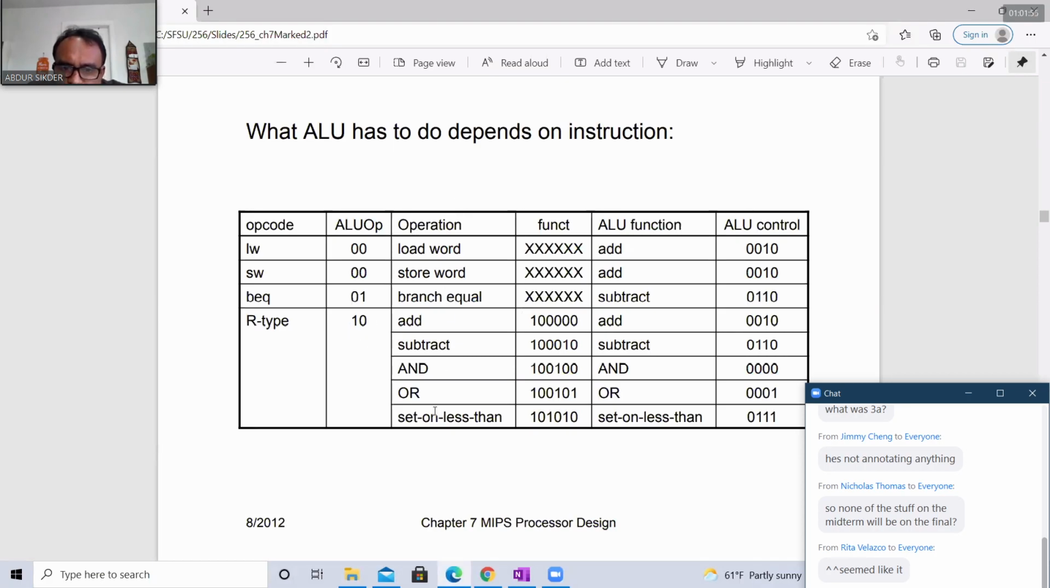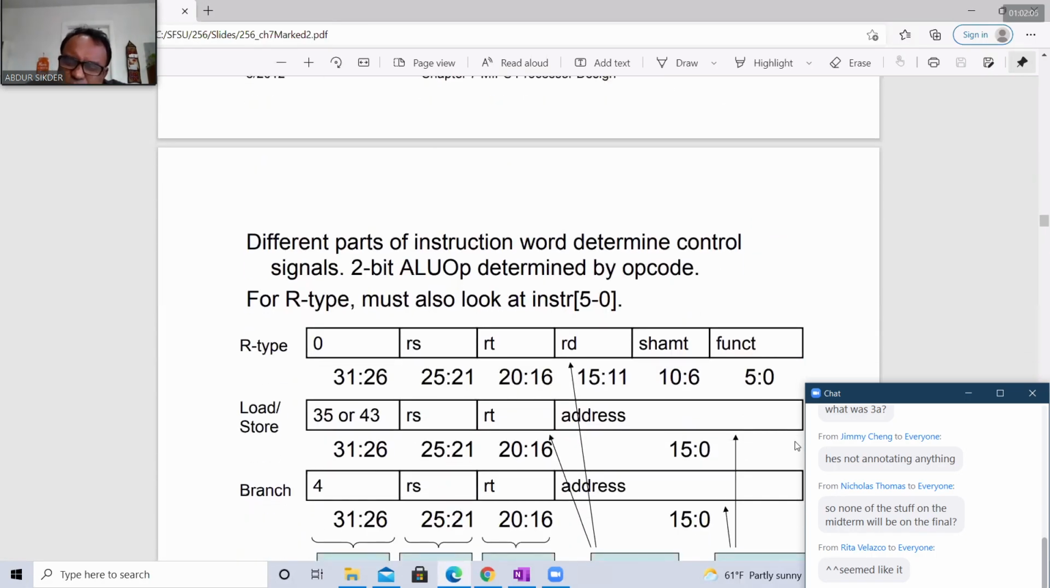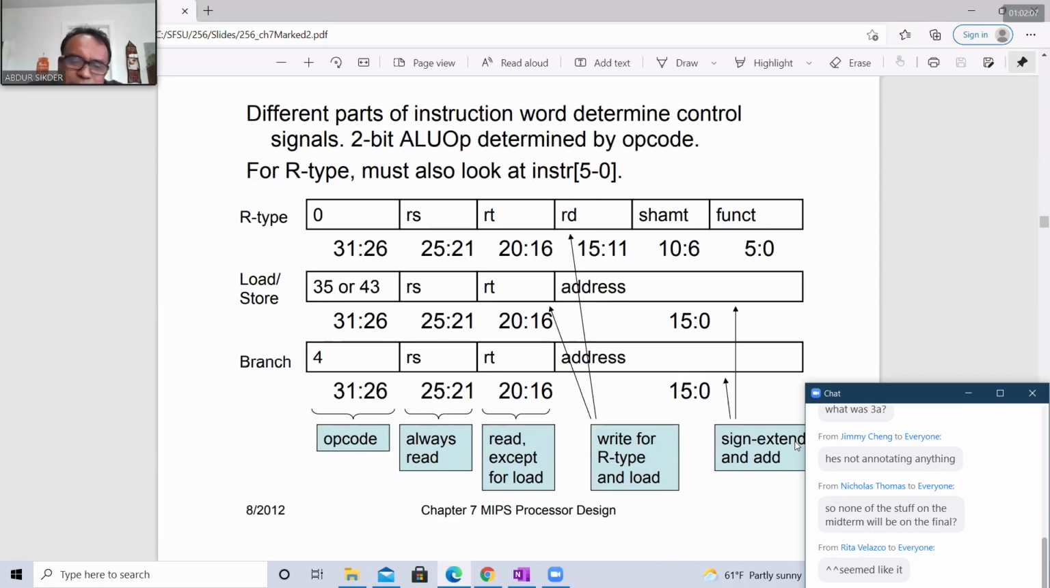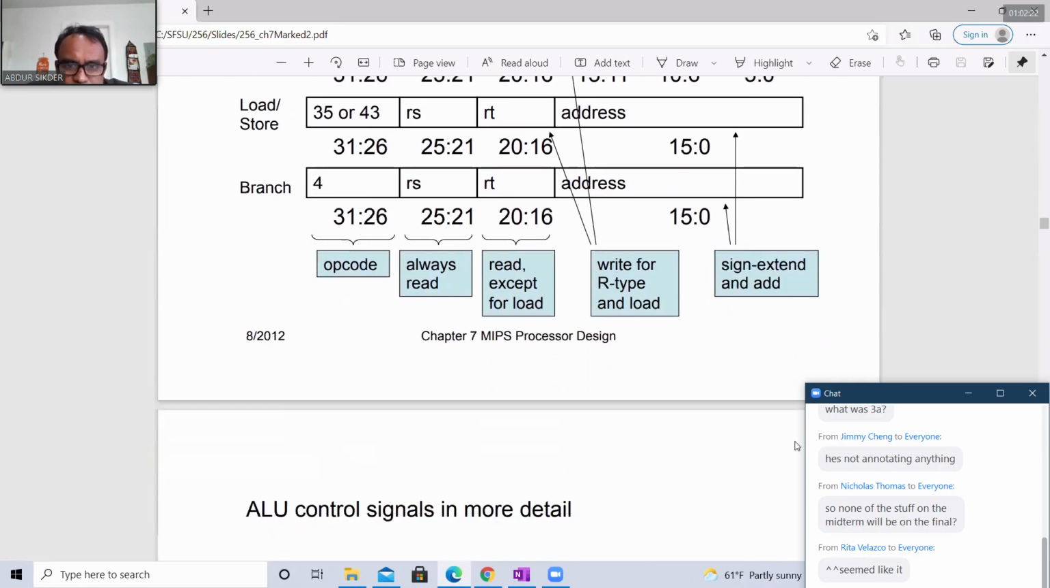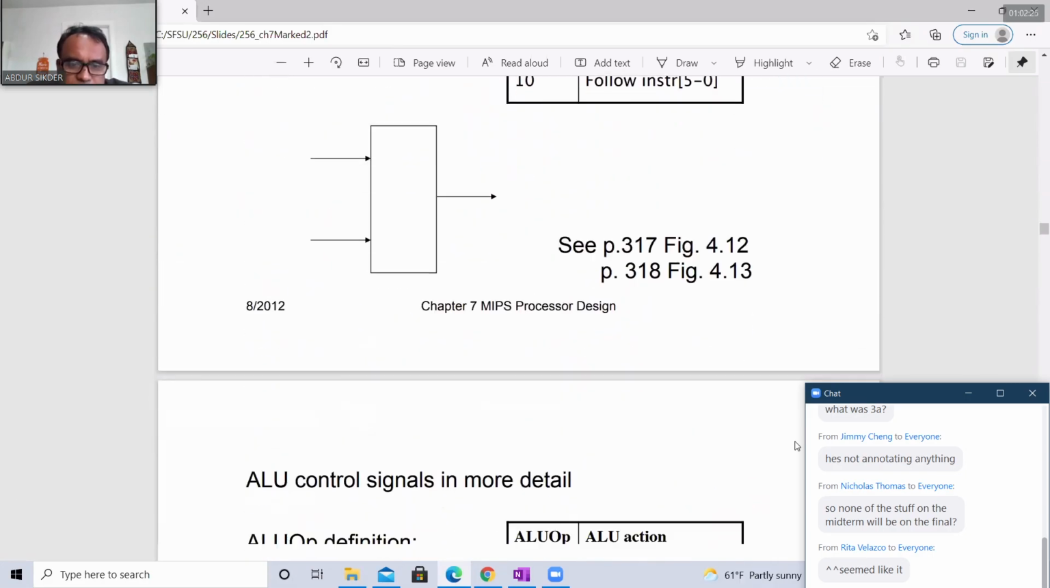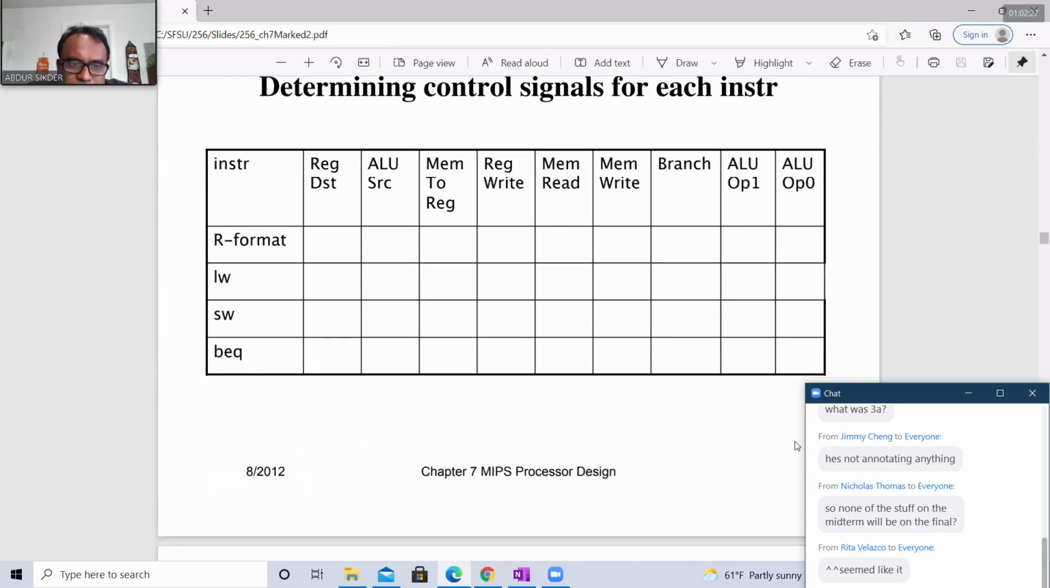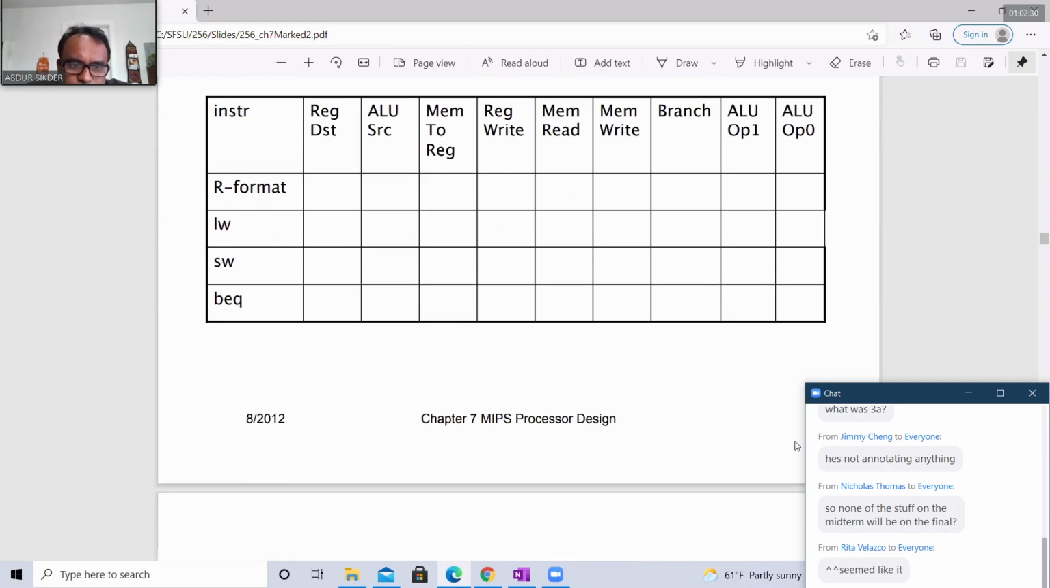This instruction, then the operation instruction is this. We have ALU function, ALU control. Just read through this a few times and watch the video, and you'll get the idea. You will not be tested on this kind of stuff. Different parts of the instruction determine the control signals, ALU op determined by opcode. Type, load, branch, all this stuff. Determining control signals for each instruction.